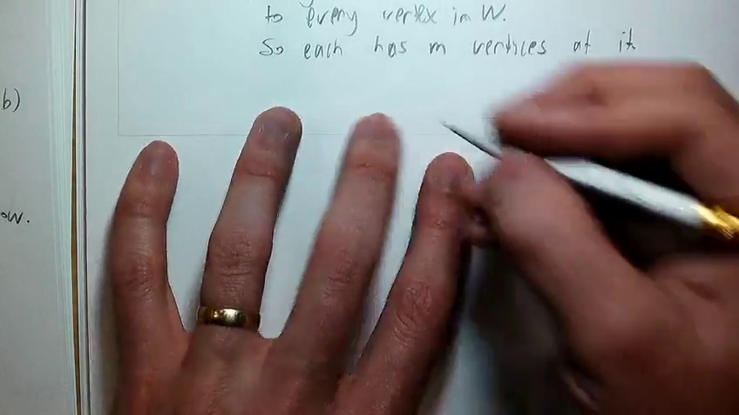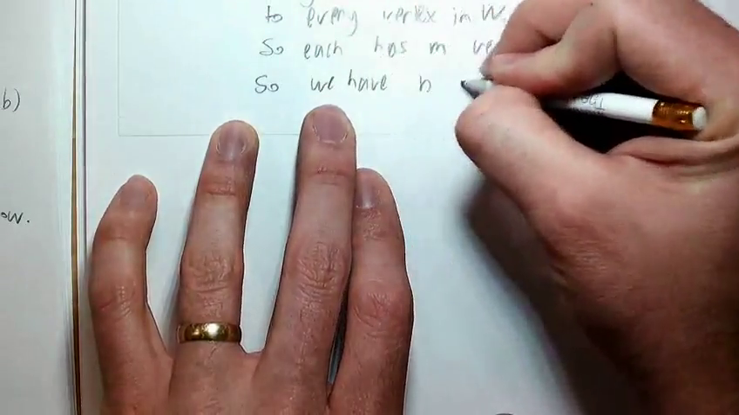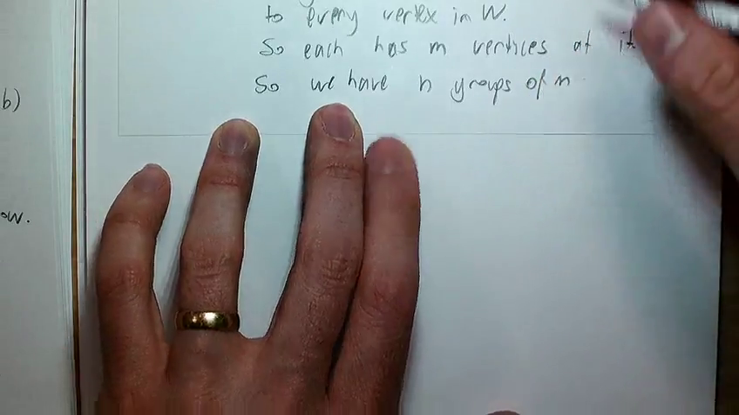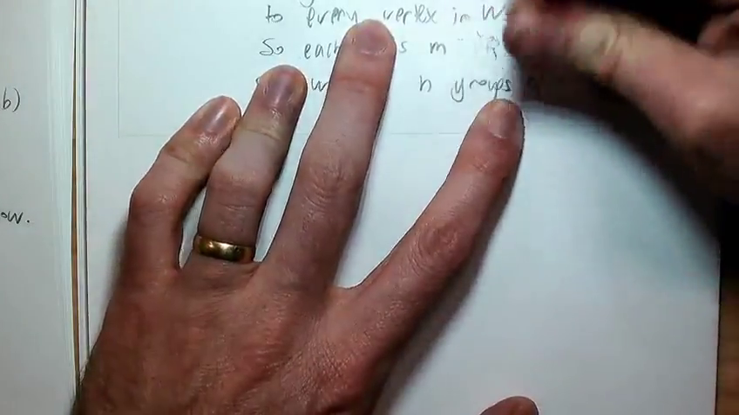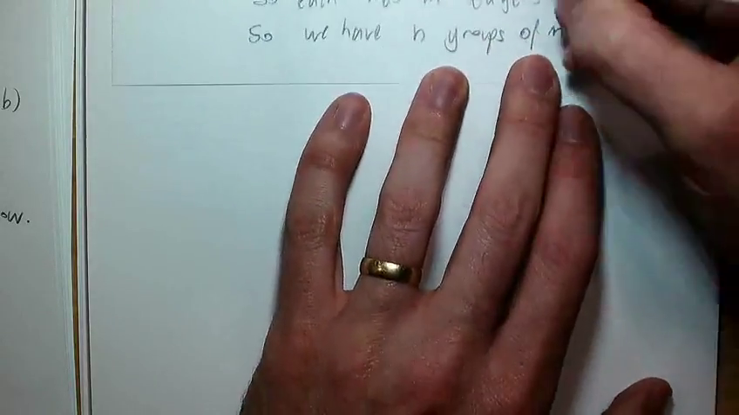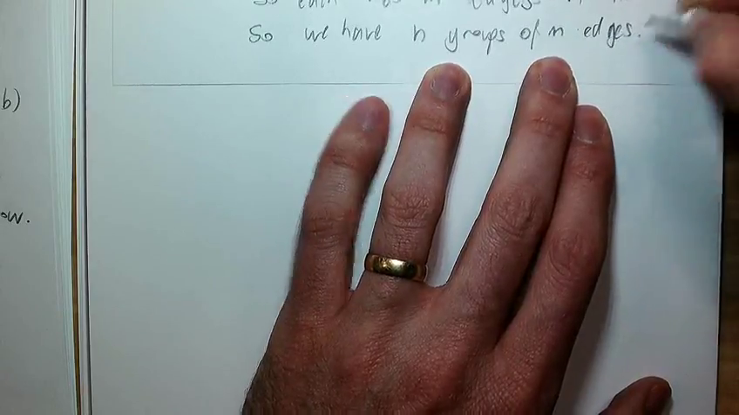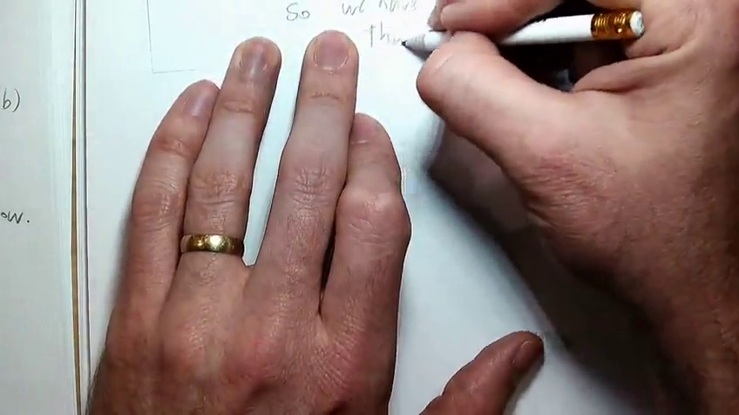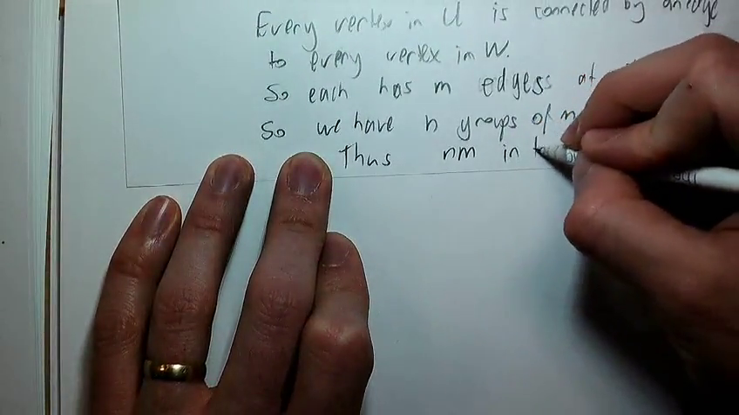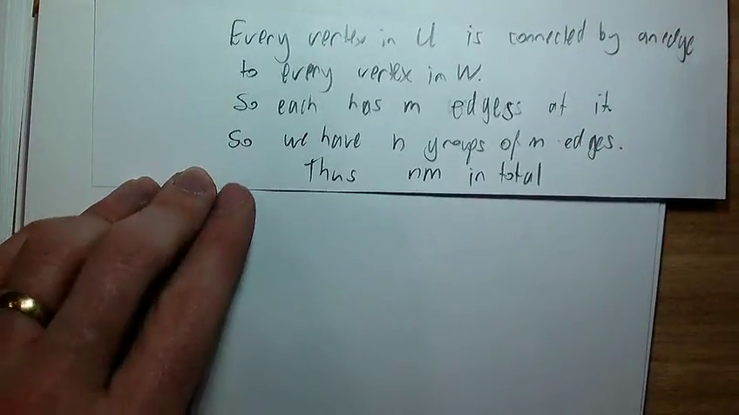So we have n groups of m, not vertices, edges. Each has m edges at it. So we have n groups of m edges. Thus, nm in total. Sorry about that, about the not being able to see what was going on.